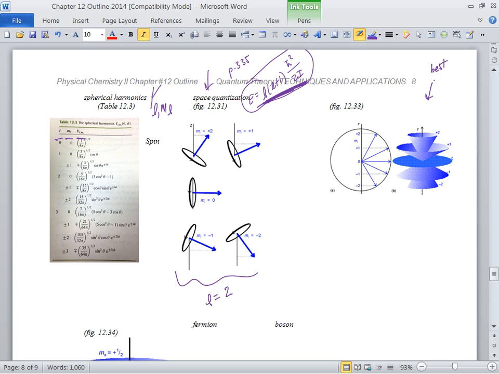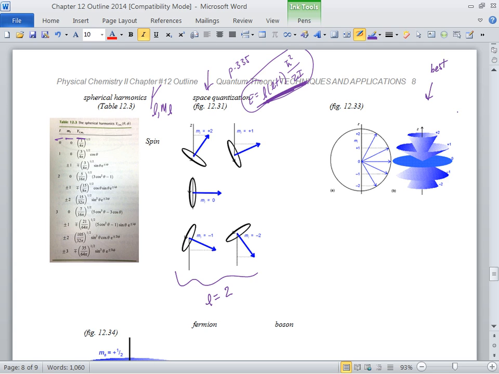Okay. So, precession. That's why there are these cones. The angular momentum has to be in those cones. Are those cones at different energies, Jeff? No, they're all degenerate. There's space quantization. Okay. So how do you draw these things?